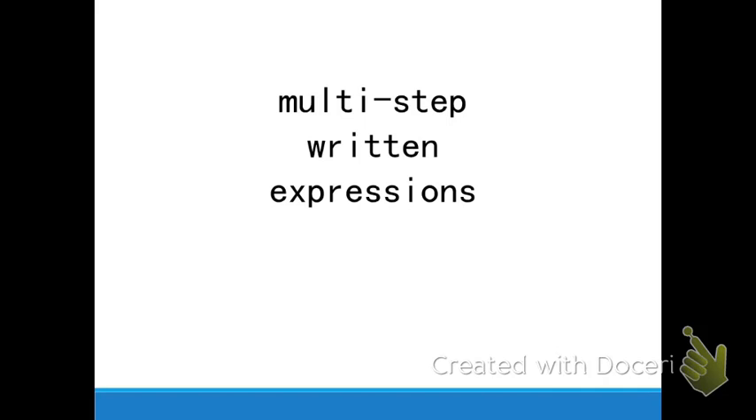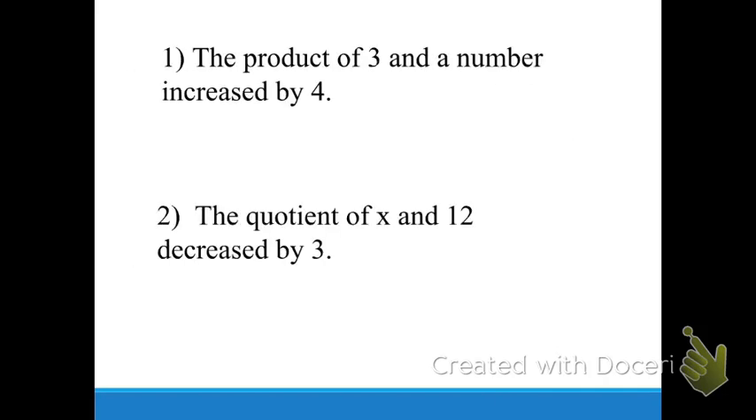So a few of them are going to have more than one step, and that's what we're going to focus on now. So let's look at this one. This is in your notes. It says the product of 3 and a number increased by 4. So there are 2 operations we're going to do. Product means we're going to multiply. Increased means we're going to add. Okay? So let's do it in the order that it comes.